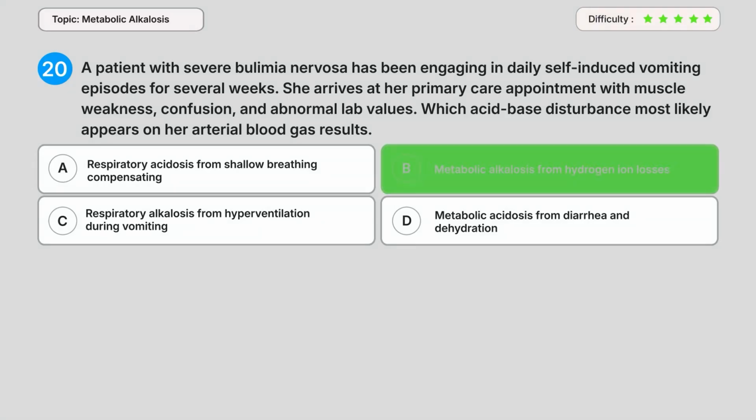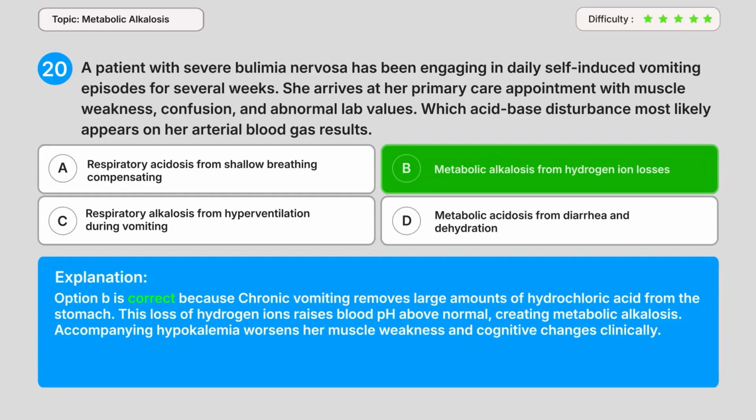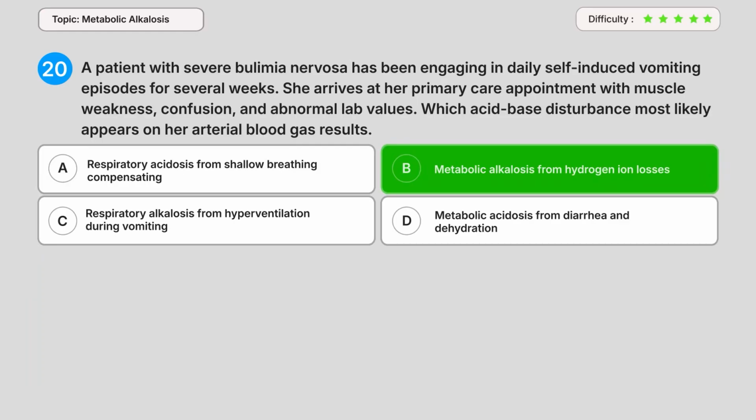Correct answer. B. Metabolic alkalosis from hydrogen ion losses. Chronic vomiting removes large amounts of hydrochloric acid from the stomach. This loss of hydrogen ions raises blood pH above normal, creating metabolic alkalosis. Accompanying hypokalemia worsens her muscle weakness and cognitive changes clinically.